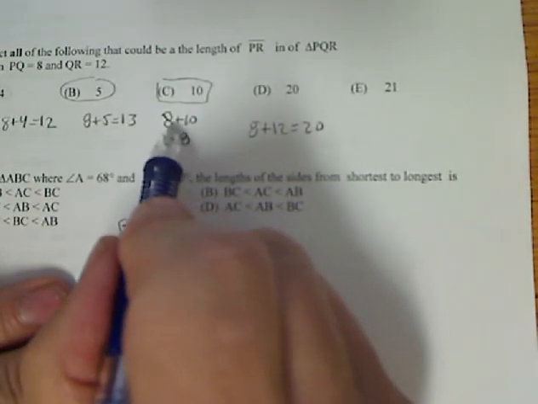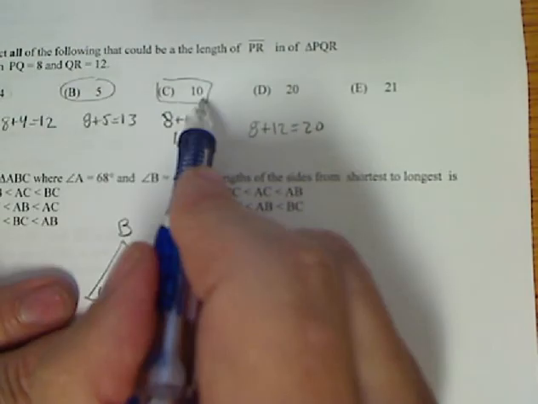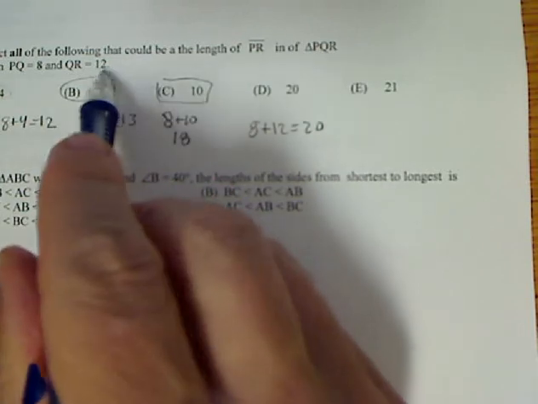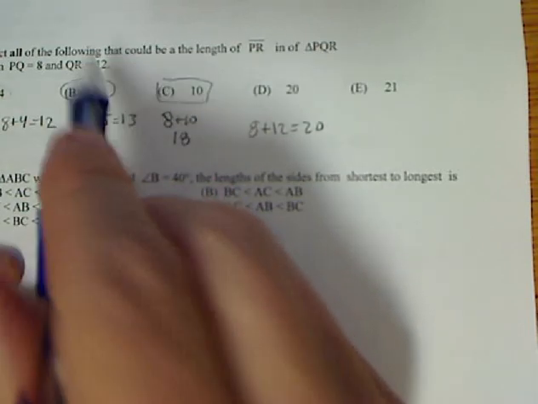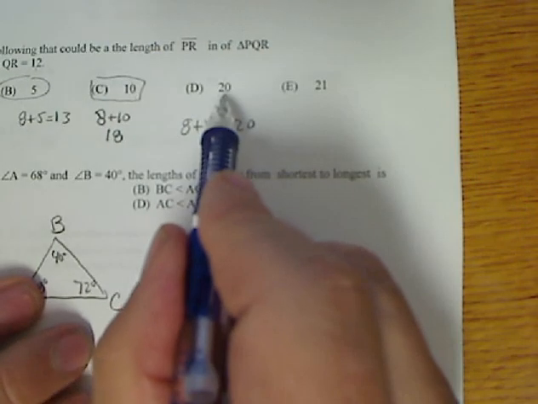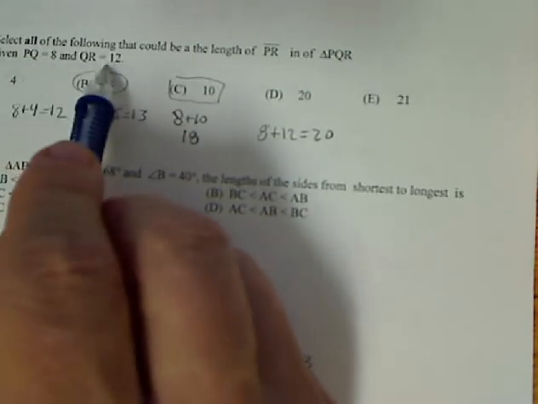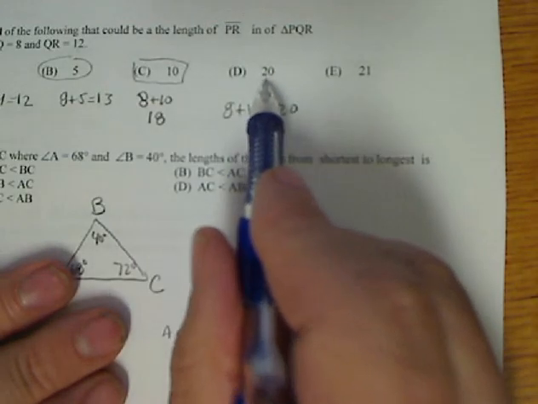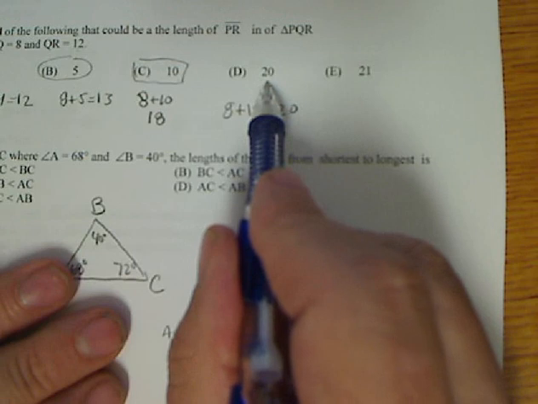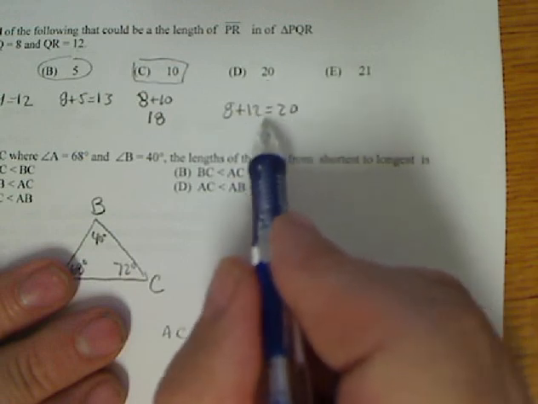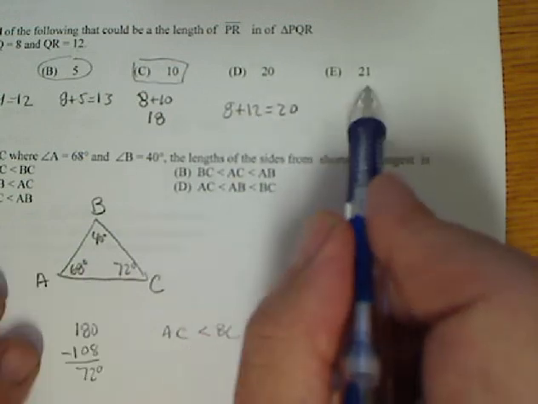Next one, if I have 8, 10 would be my next smallest. 18 is bigger than 12. That one works. Then if I take 20, that becomes the biggest. So if I do 8 plus 12, that equals 20. 20 is not bigger than 20. So D doesn't work. And 20 is certainly not bigger than 21.